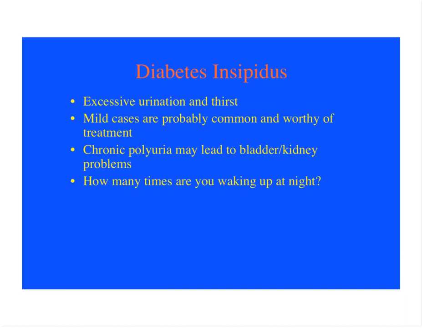Next topic I'm going to talk about is diabetes insipidus. This is due to a deficiency in the hormone ADH, or vasopressin, it's also called. This is a posterior pituitary hormone. The main symptoms are excessive urination and thirst. Mild cases are probably common and worthy of treatment, and I think this is underdiagnosed.